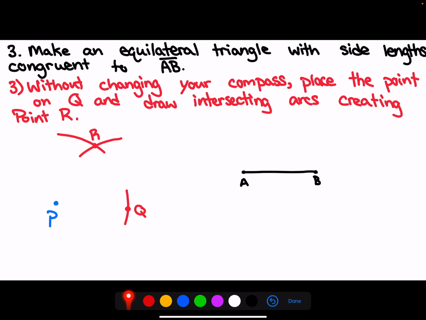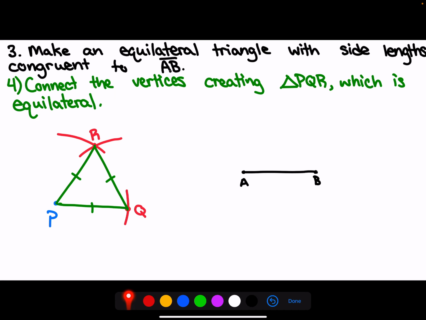With these 3 points, I can now play connect the dots and create my triangle. This triangle will be equilateral because all 3 sides will be the same exact length, and that length is the length of segment AB. So with this, we have now constructed our equilateral triangle.